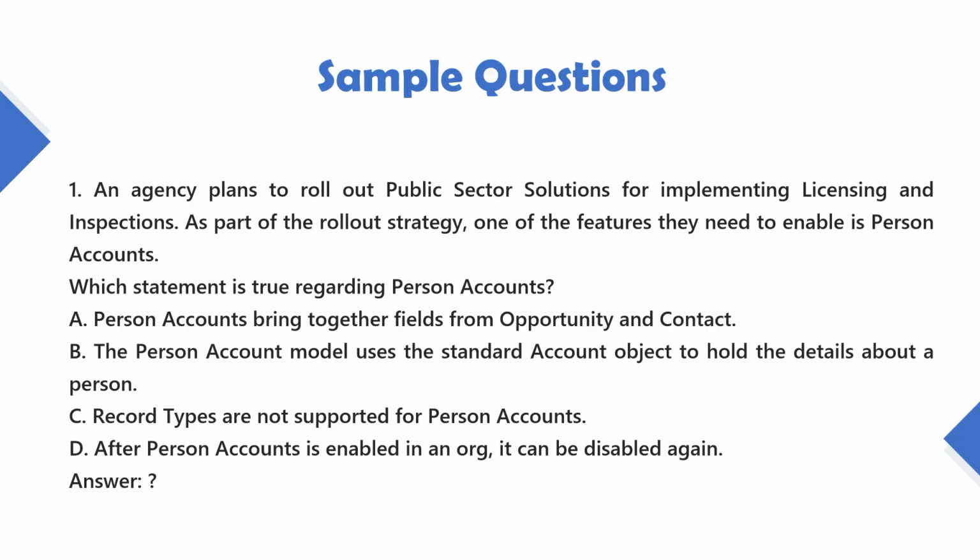A. Person accounts bring together fields from opportunity and contact. B. The person account model uses the standard account object to hold the details about a person. C. Record types are not supported for person accounts. D. After person accounts is enabled in an org, it can be disabled again.